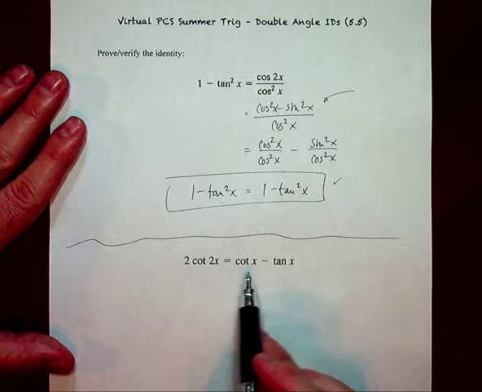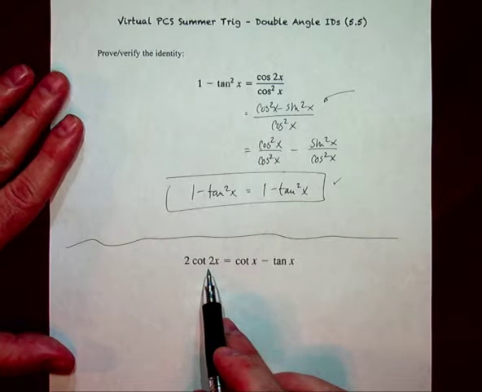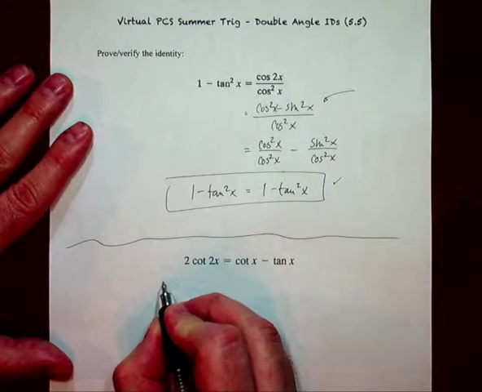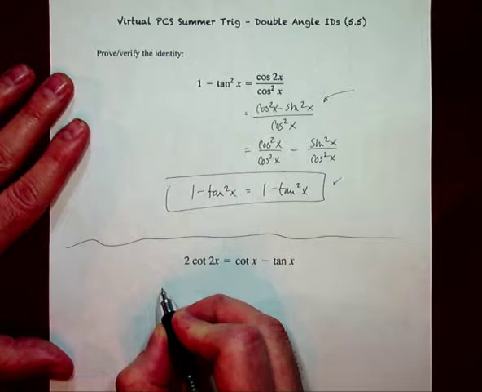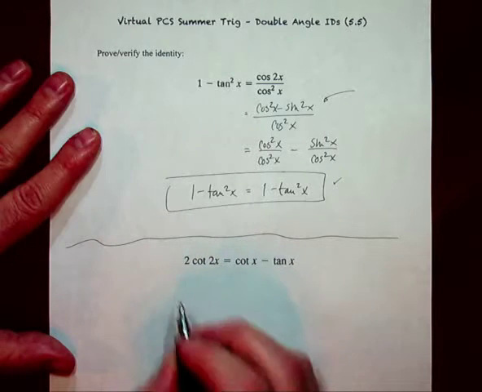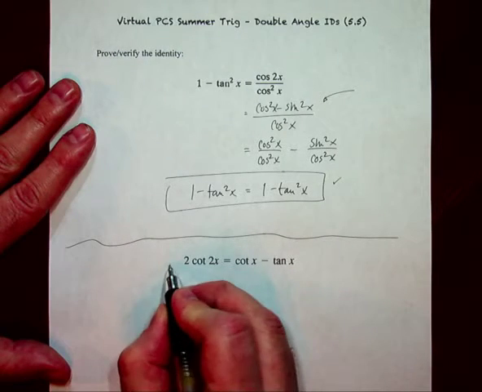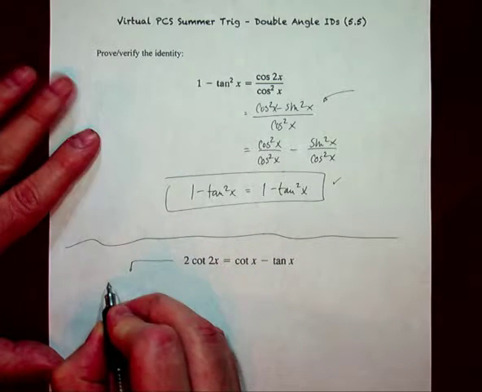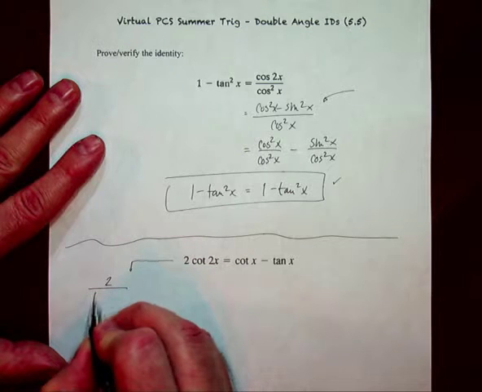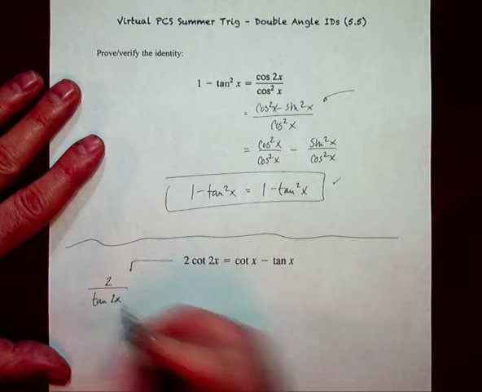Alrighty. Let's go ahead and take a look at this one. We notice that the left-hand side has our double angle. Let's go ahead and work on that side. And I know that cotangent doesn't have a 2x. Now there are a couple ways that I can do this. I can turn this into 2 over tangent of 2x.